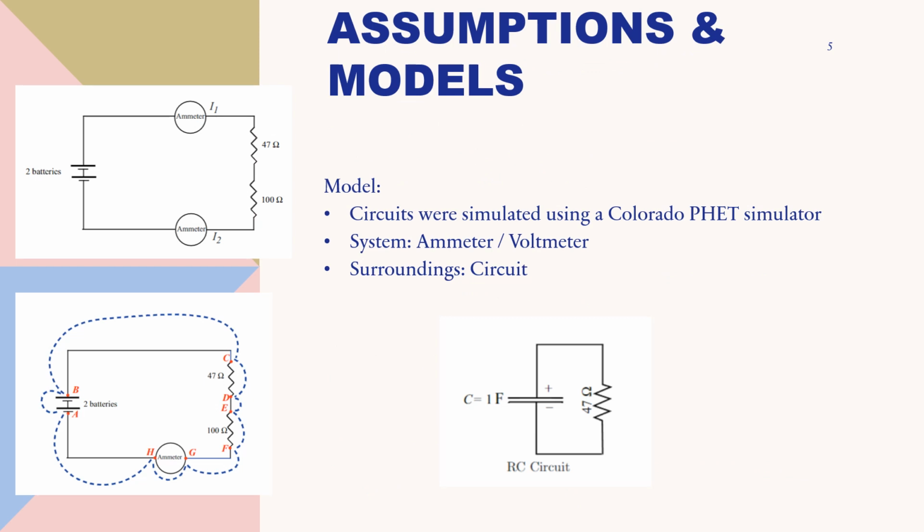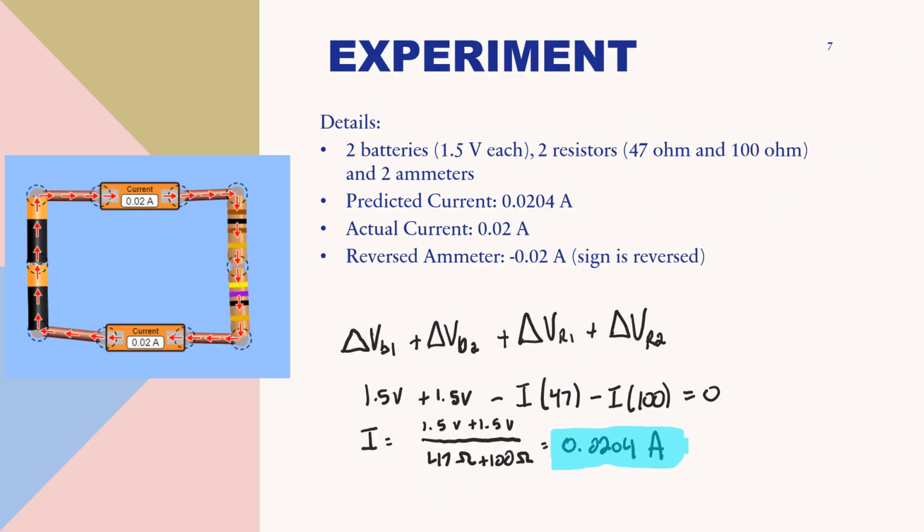The model used was the Colorado PHYS simulator. So this was not a real circuit, these were simulated circuits. The system would be the ammeter or voltmeter, whatever was being used to measure, and the surroundings would be the circuit built. So now on to the experiment.